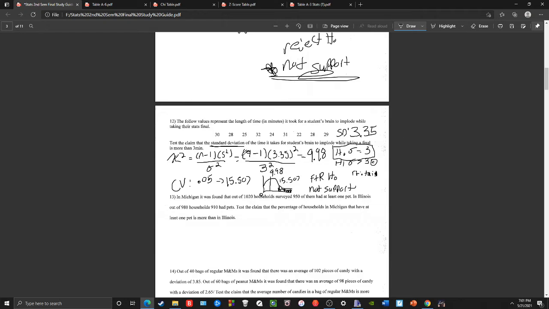So that's how you do this one. Again, this is one of the ones that you have to do by hand. If you're doing a variance one or a standard deviation test, then you're going to have to do it by hand. You cannot do this one on the calculator, unfortunately.